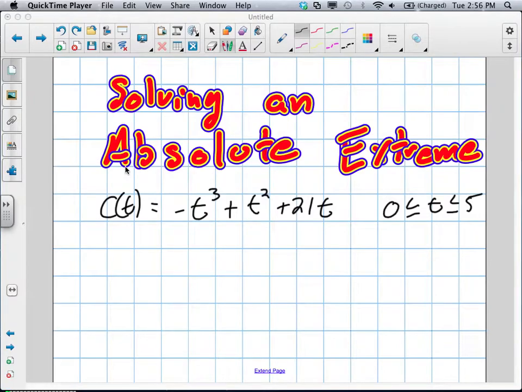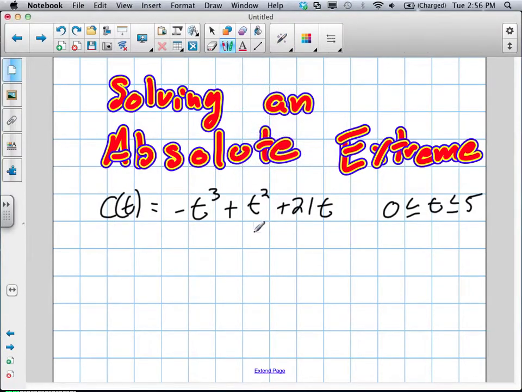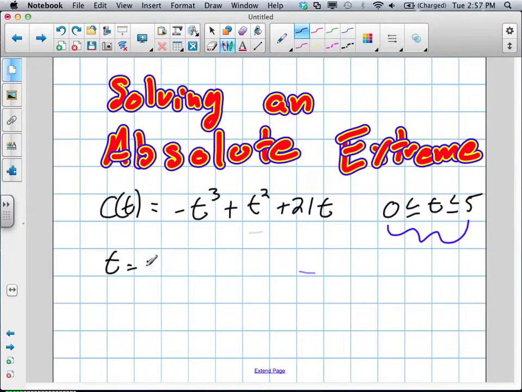Okay, solving an absolute extreme. So we have this equation here, and it represents, we'll say, an electrical fence putting out some type of amperage. The amperage is modeled by this equation here. The question is asking us to find the maximum and minimum amperage between these times. Time is measured in seconds, so t refers to seconds.